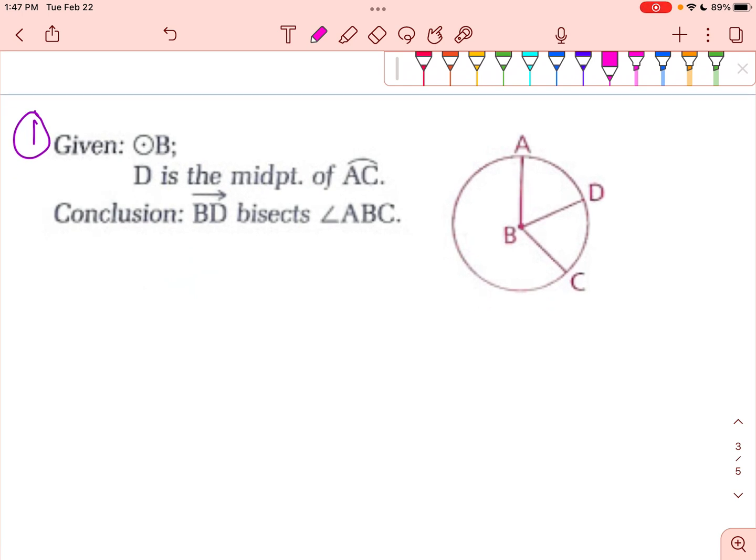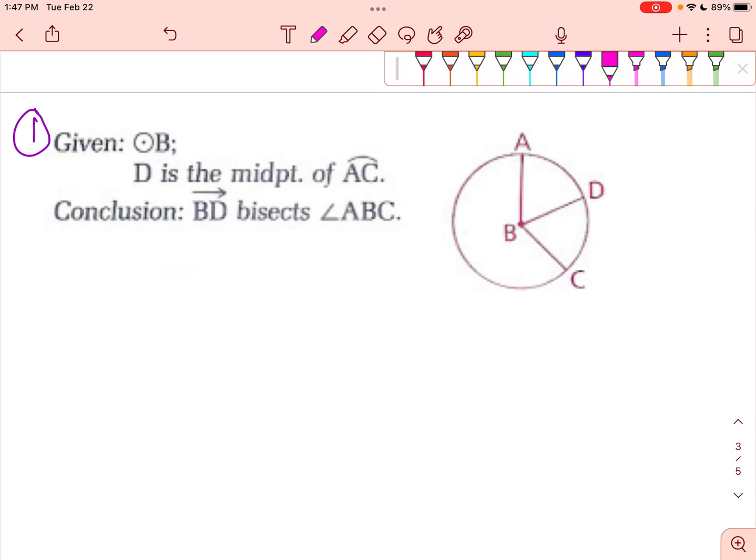We have circle B here, and it says D is the midpoint of arc AC. Now notice the notation. This is saying arc AC. So in arc AC, D is in the middle of that.